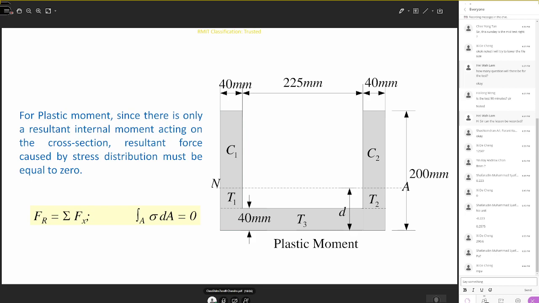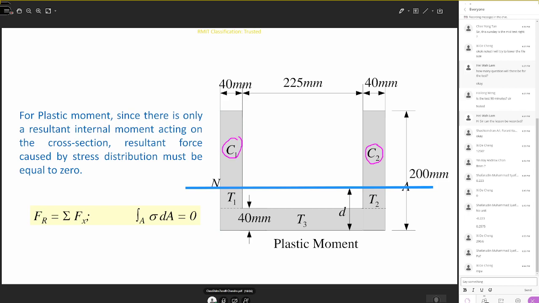The same material is shown here. What we are doing is choosing, hypothetically, some neutral axis. Let us say this is the neutral axis. Now we have to establish this neutral axis when the material is fully plastic. To do this, we can consider this zone as the compressive zone.